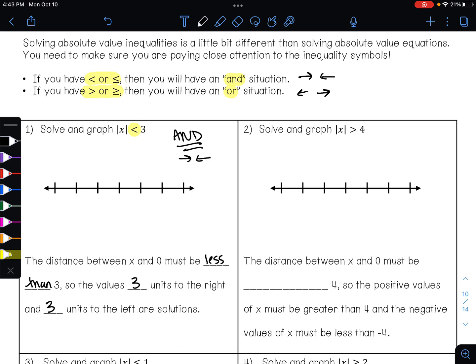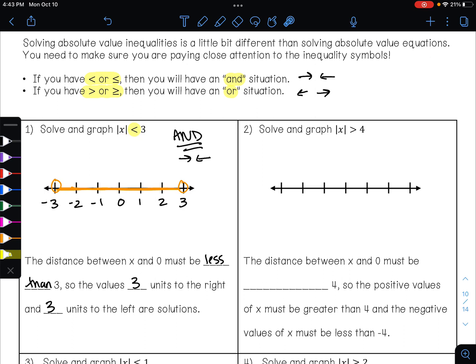So let's see what we mean by that. I don't think I have enough room. Let's see. -3, -2, -1, 0, 1, 2, and 3. Perfect. So at a positive 3, I'll have an open circle. And at -3, I'll have an open circle. And I'm going to shade in between these because all of this will work. I know that I'm going to have an open circle because it's not equal to. The absolute value of x is less than 3.